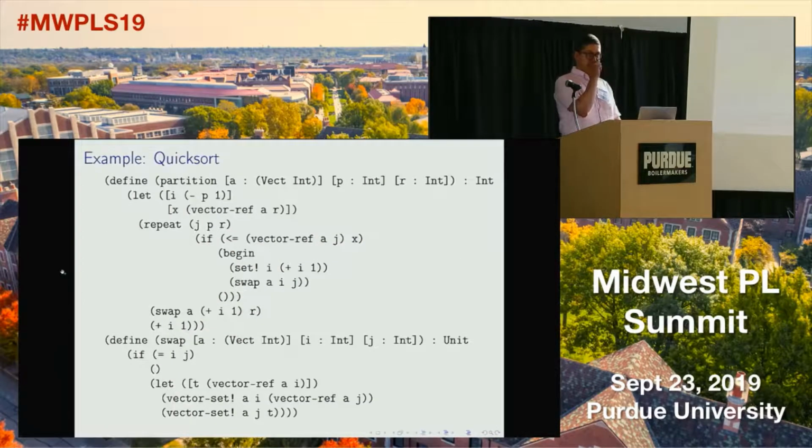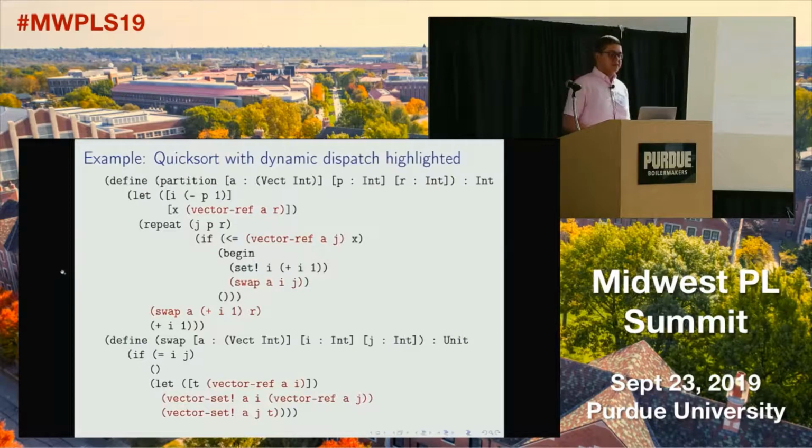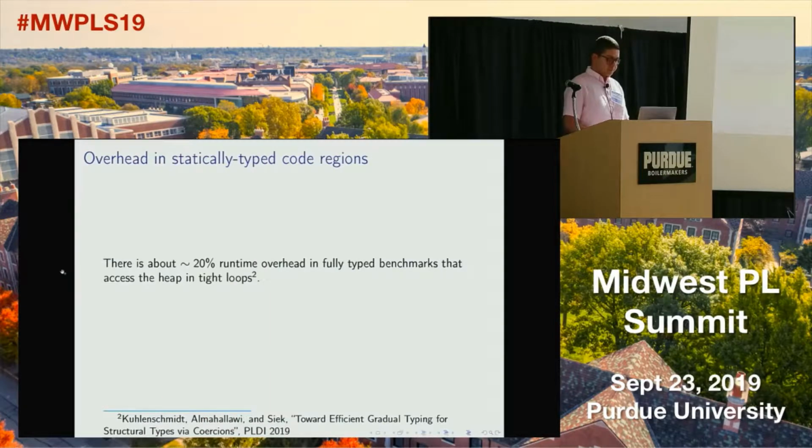If you look at an example like quicksort here, we quicksort a vector. The dispatching logic is hidden, right? The compiler inserts it. But if we highlight it, it's in a lot of places, right? In our recent paper at PLDI, we show that this overhead can be up to 20%, and this is in fully typed code. We penalize the programmer. The programmer did the hard work and has the program fully typed and still pays for extra overheads.